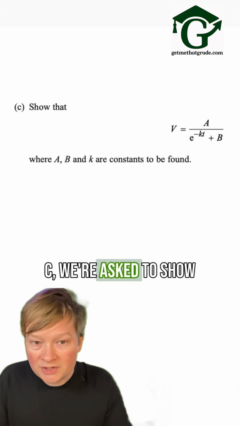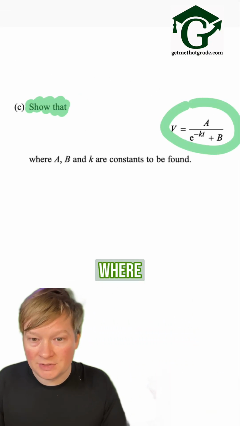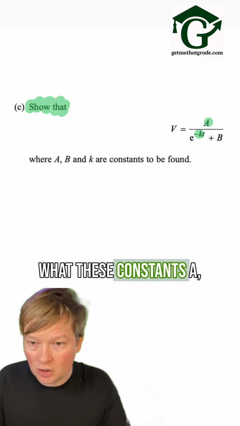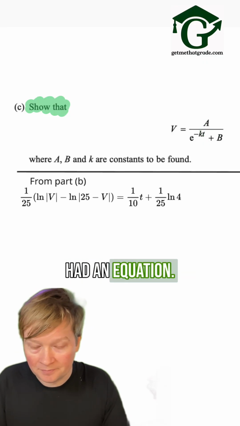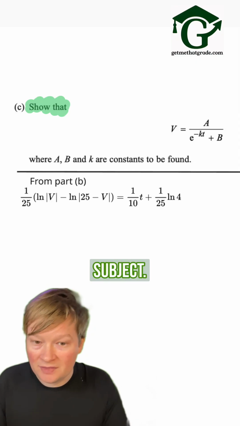Part C, we're asked to show where this formula comes from, where we're trying to find out what these constants A, K, and B are. So from part B, remember we had an equation, the one we've got here. We need to make V the subject.